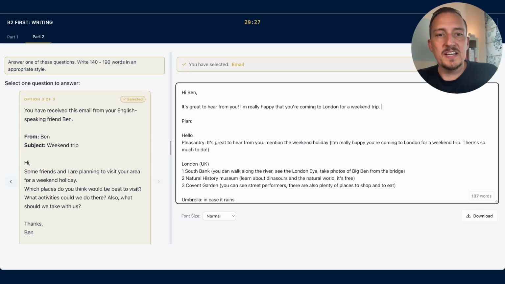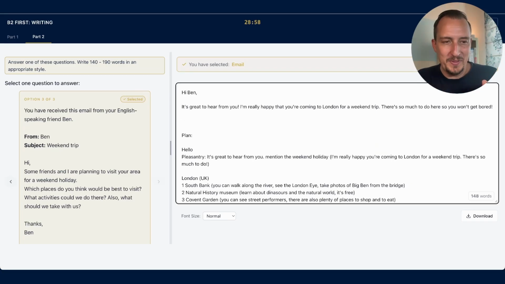And notice what's nice about this. We've mentioned the place in a really natural way. We're not saying, oh, my hometown is London or something like that. You've mentioned it by saying, oh, it's great that you're coming to, in this case, London for a weekend trip. There's so much to do here, so you won't get bored. What about something like that?